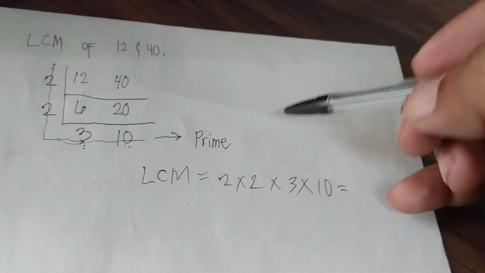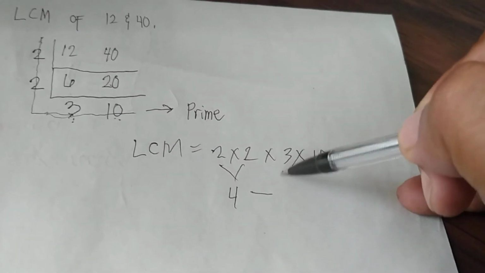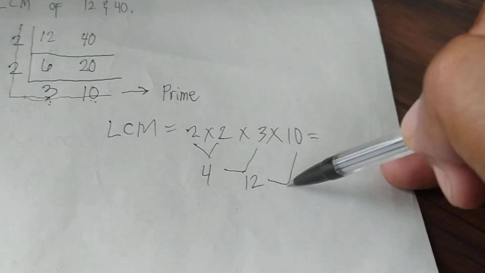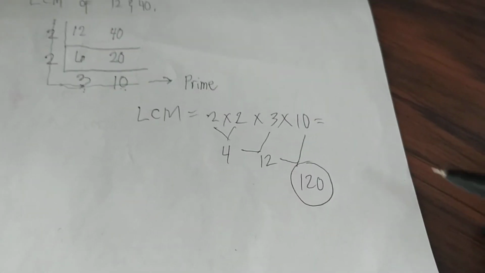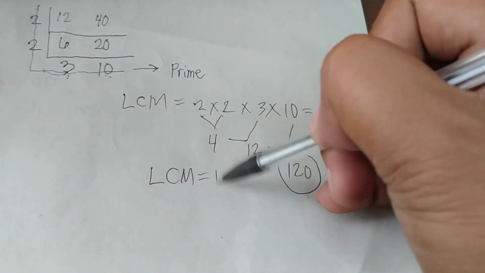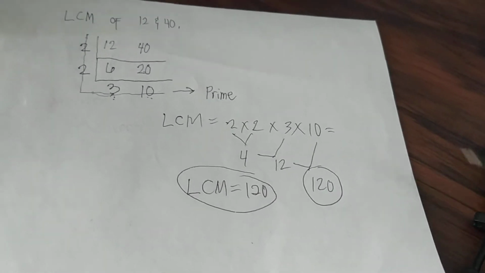multiple. So 2 times 2 is 4. 4 times 3 is 12. And 12 times 10 is 120. And so therefore, this is now our least common multiple, 120. And this is how it works.